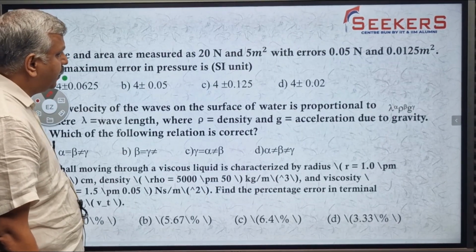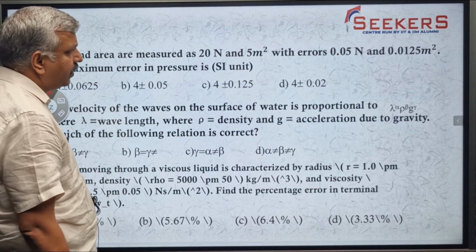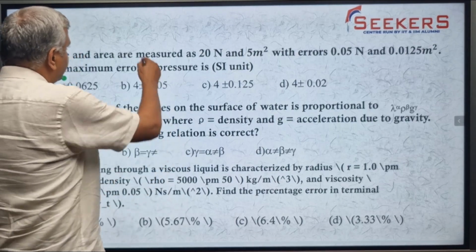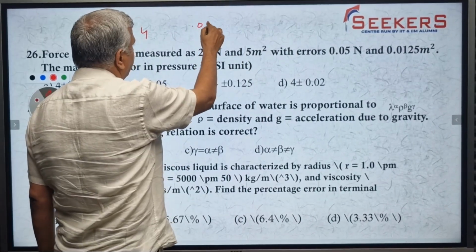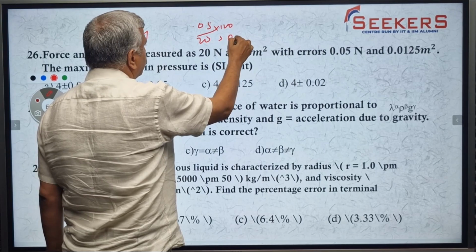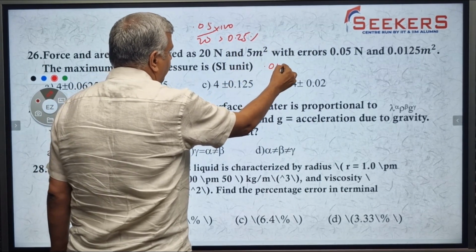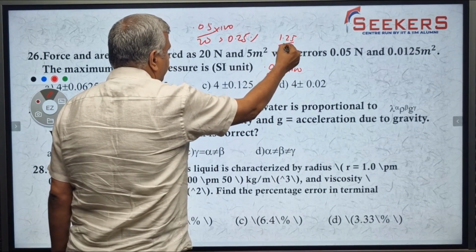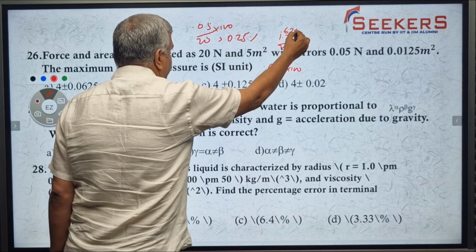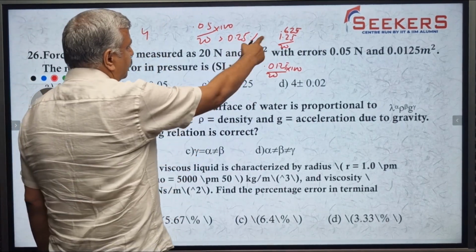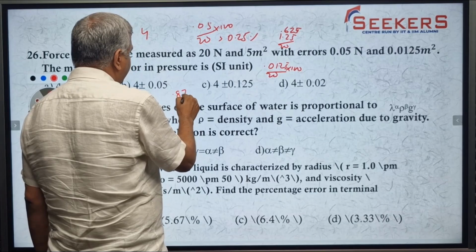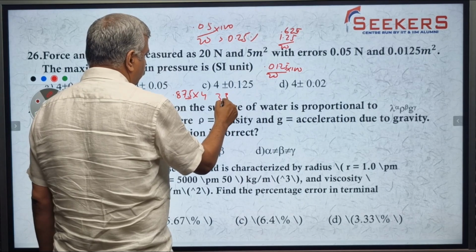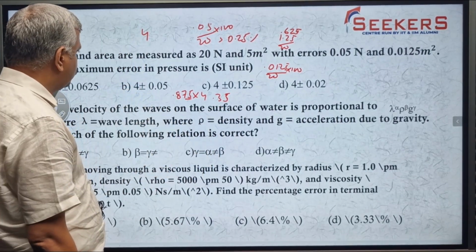Force and area are measured as 20 newtons and 5 meters per second squared with errors given. The maximum error in the pressure. So pressure is force upon area. So maximum error of pressure seems to be 4. 0.05 by 20 into 100 is equal to 0.25%. Similarly, 0.0125 by 20 into 100 is equal to 1.25 by 20, so that is 0.625. So the net error is going to be this. When you add these two, it becomes 0.875 into 4. So 8 into 4 is 32. So 35, so 0.35. So none of the options seems to be the right one.